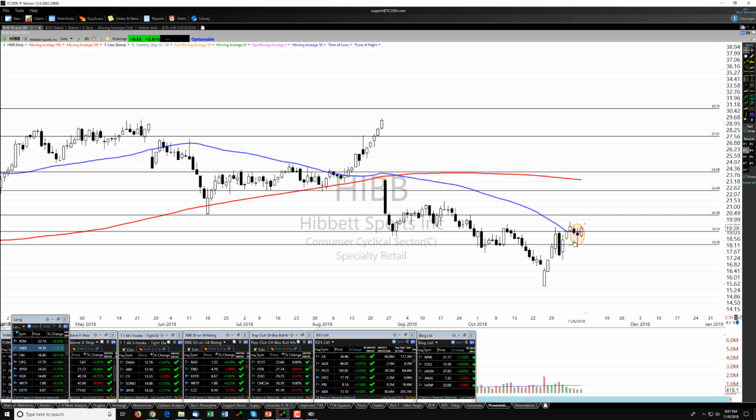HIB, it's got a Morningstar type here, or a bull engulf of a spinning top type if you prefer that, in a rounded bottom breakout. It's got a couple positions here to move on.